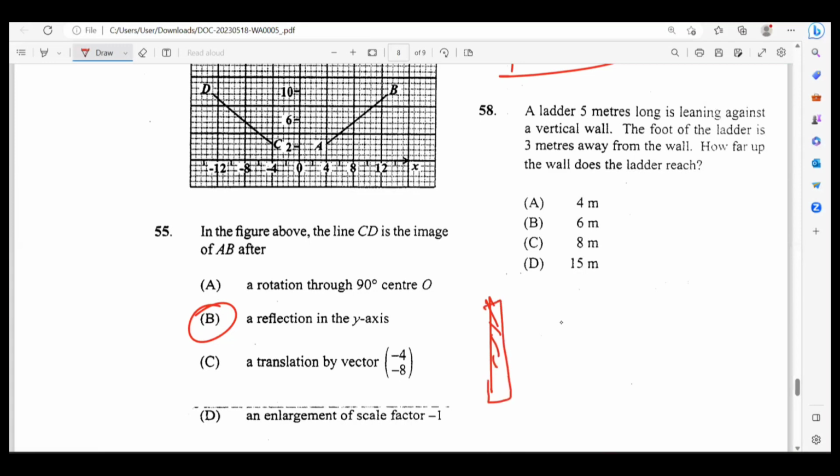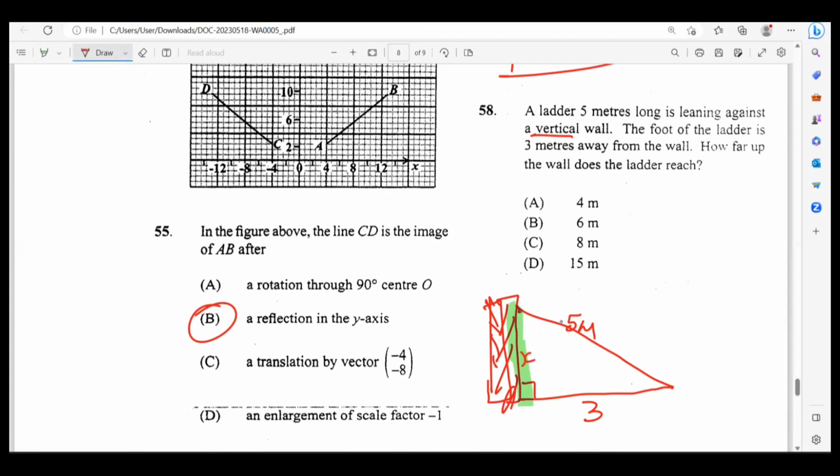All right, so I have a wall right there. All right, we have a wall. Here comes a ladder. And we are told that this ladder is 5 meters tall. When you talk about a vertical wall, they're telling you that there's a 90-degree angle here. This is 3. And you want to find how far up the wall. You want to find that green thing there. You can call it X.